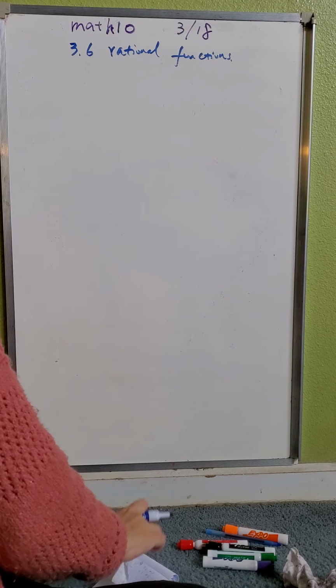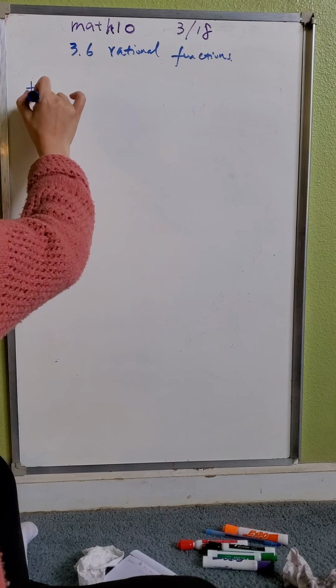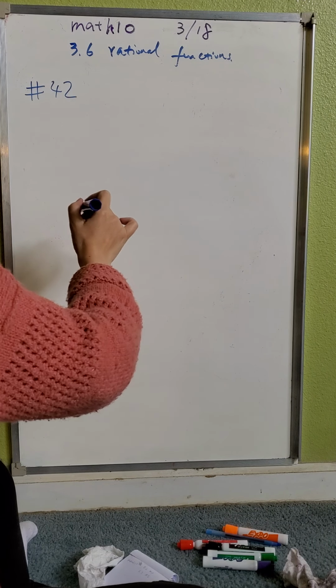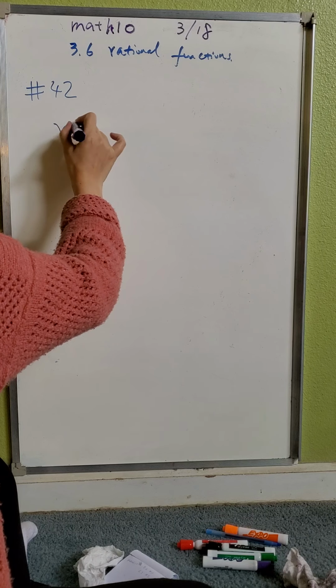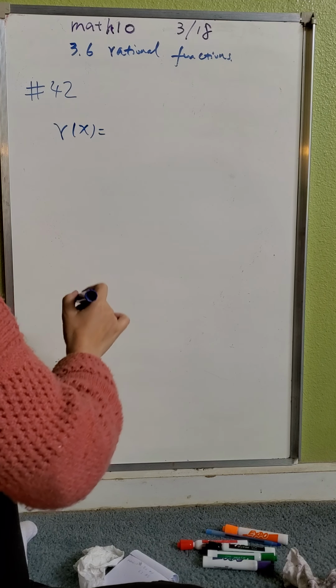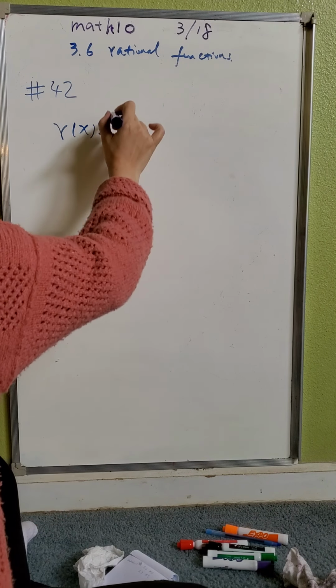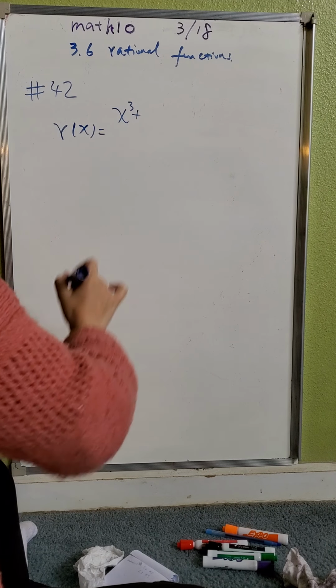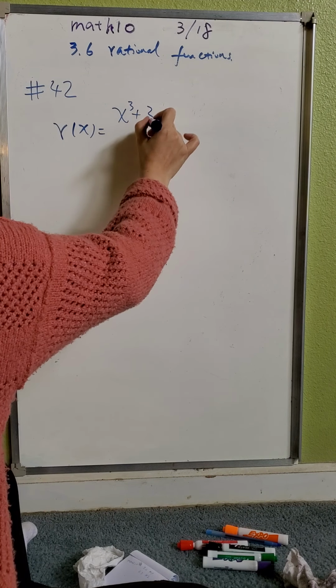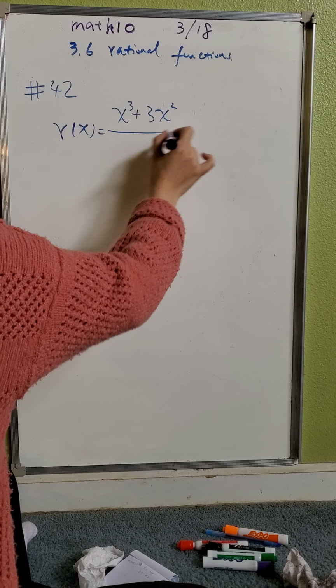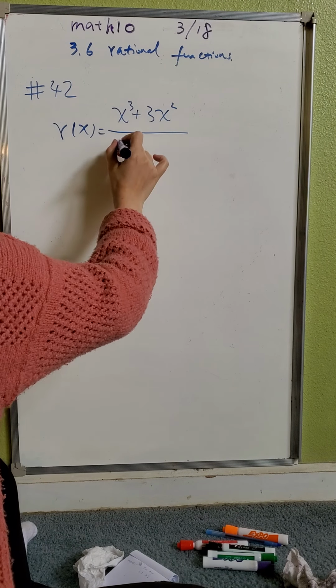Here's problem number 42. Again, be sure to do your homework. For f(x) equals x cubed plus 3x squared over x squared minus 4.